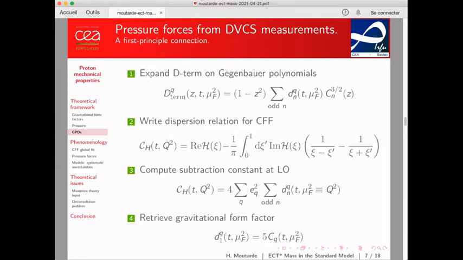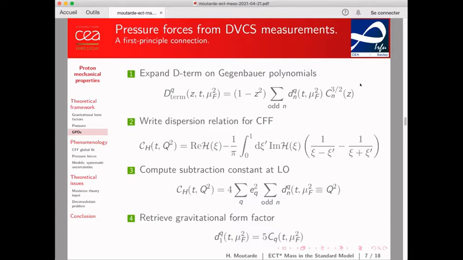Then we compute the subtraction constant at leading order. So we plug this D term into the subtraction constant, and we observe that this subtraction constant is the sum over all these D_n coefficients here. And the first one of them, D1, is related to the gravitational form factor C, and we see at the bottom of our page that D1 for quark flavor Q is 5 times this gravitational form factor C_Q. So in principle, the whole approach is well defined from the theoretical point of view.